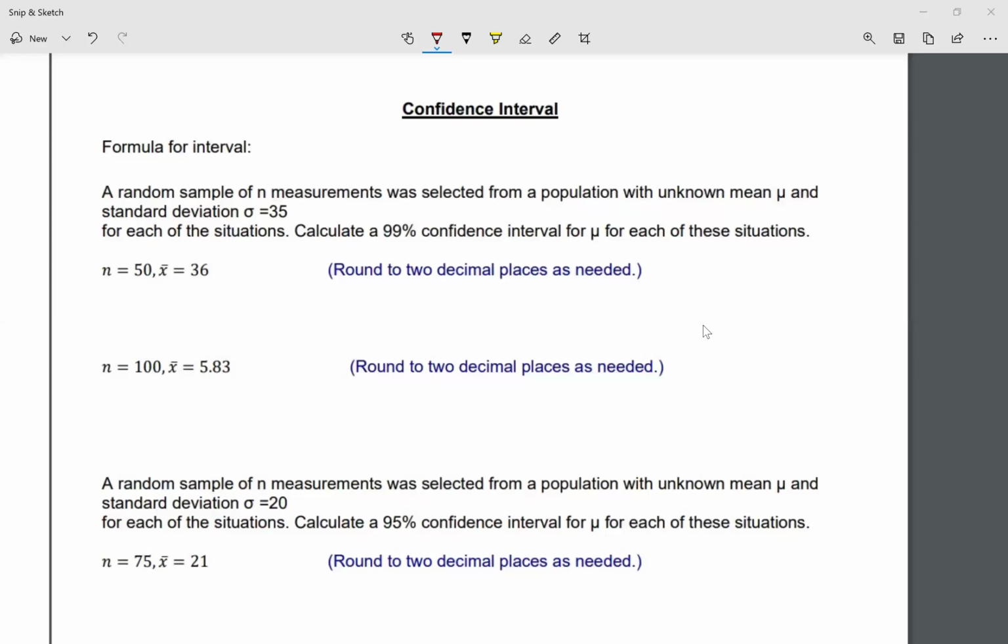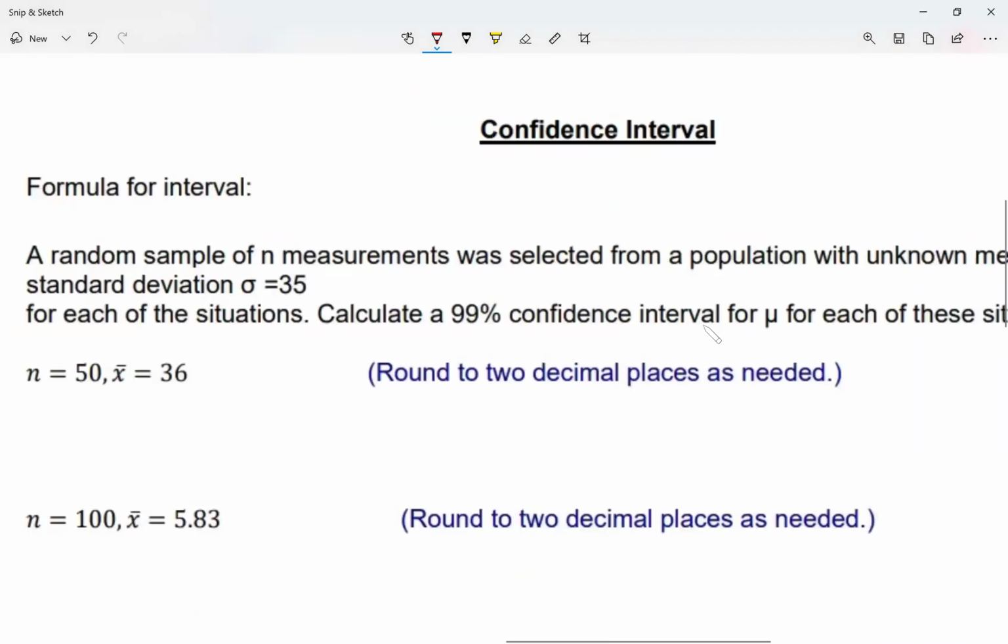Okay, so now we're gonna start moving into confidence interval. Now, confidence interval. I'm gonna give you a percentage. How confident are you? 99% sure, 95% sure, 90% sure that a number is gonna be in between two values, right? Interval is basically in between two values. So now a formula. There's a formula we're going to be using.